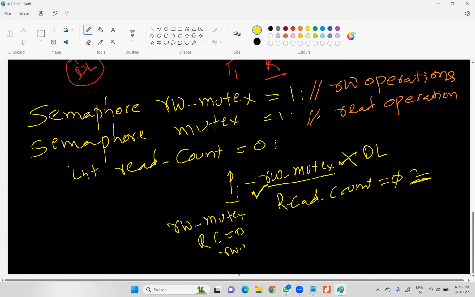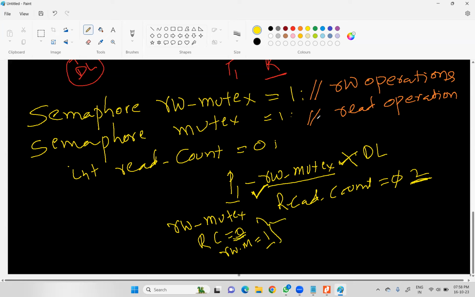RW, so mutex value is equal to 1 or not. It must be 1. 1 means available, 0 means somebody has taken it with read permission. So if both of these are true, you will be free to access that particular item.